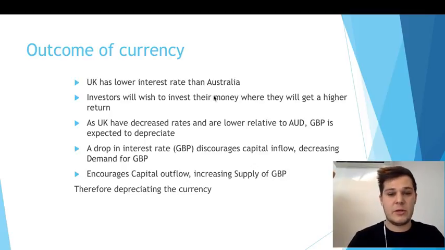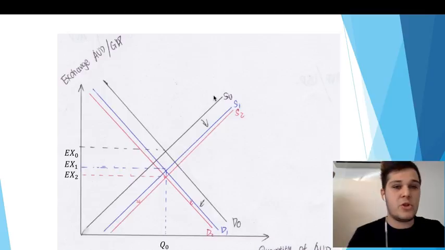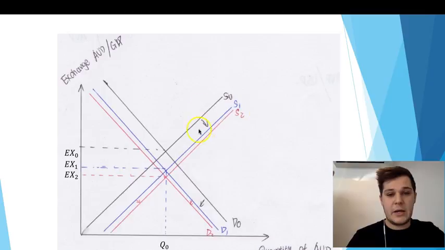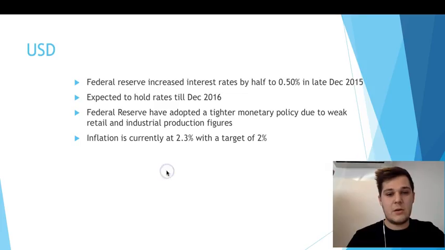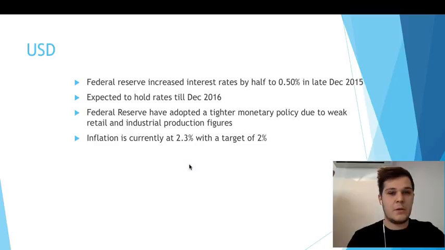Therefore depreciating the currency. So just in relation to this graph, interest rates of both GBP and AUD have decreased, so supply will increase of this currency and demand will decrease relatively. In the future, both will depreciate, but not by a lot, as shown in this graph. So they were currently here, currently there, and the red lines are the new effects.